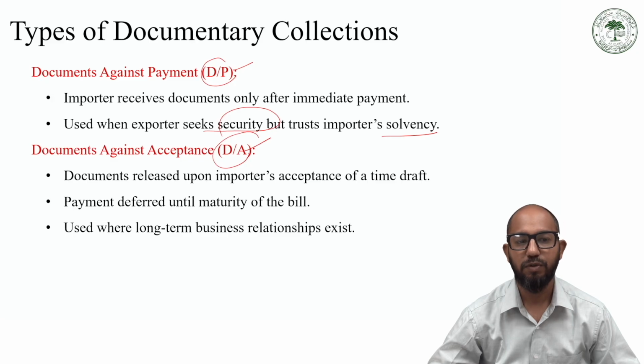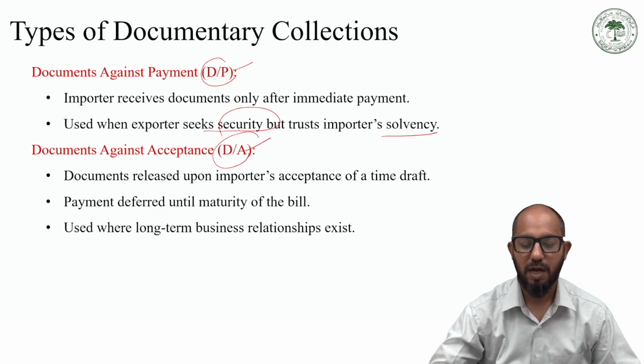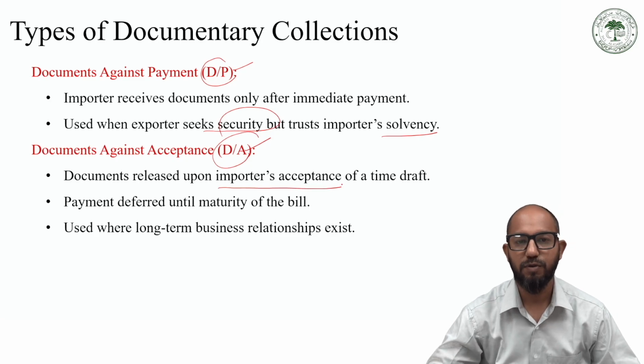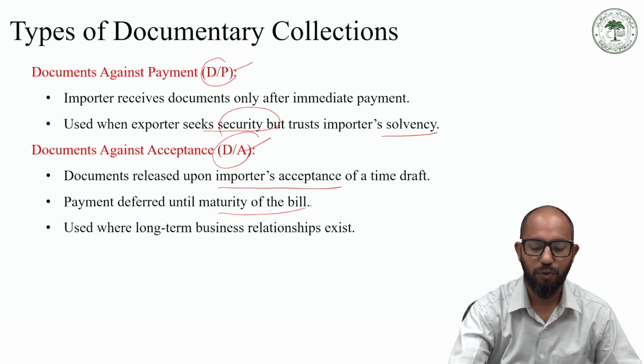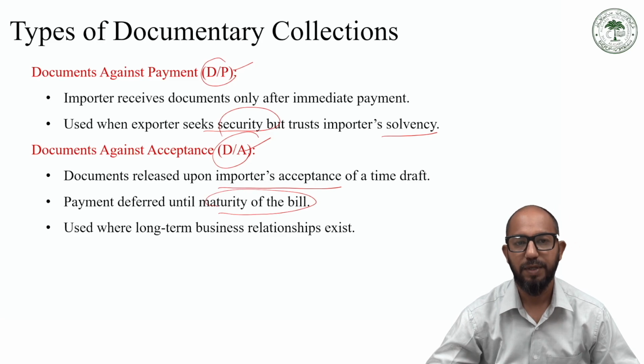When we talk about documents against acceptance, these are the documents released upon the importer's acceptance of a time draft. Thus, the importer's acceptance is an important point in documents against acceptance. Documents against acceptance also include payments deferred until maturity of the bill. Means if the bill is maturing after 1 month, the payment will be deferred for those 30 days.